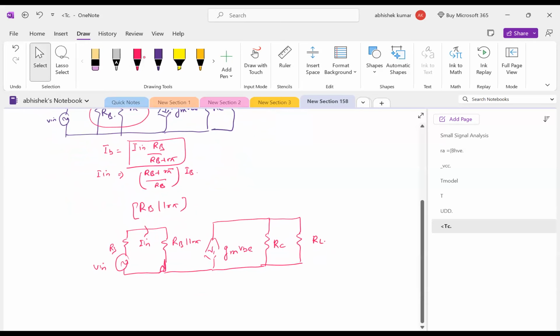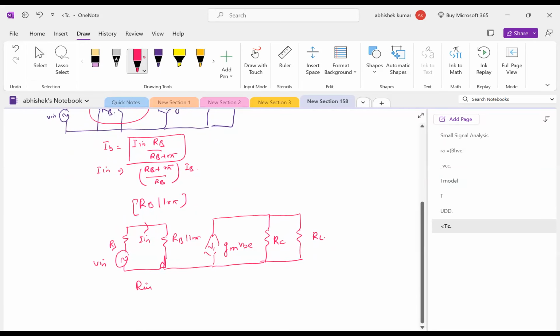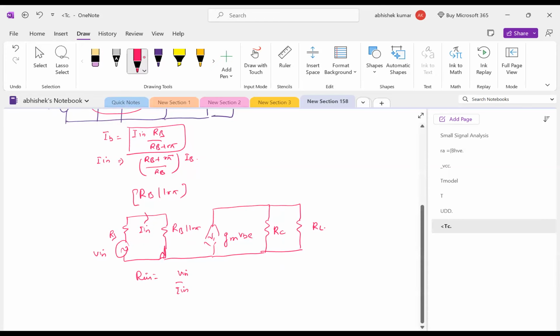Right, sir. Can I tell my input resistance R input is V input by I input? Yeah, that's what we did. And what is that? It is RS plus RB parallel R pi, right or wrong? Right, sir. So in this way, we found the input resistance, right? Any doubt in this one?